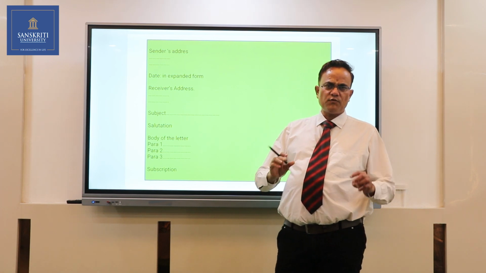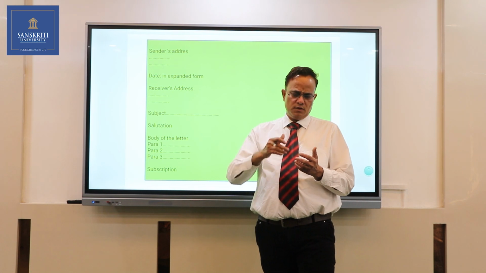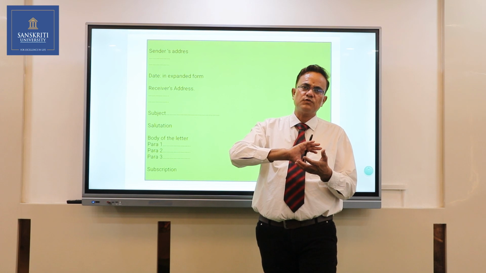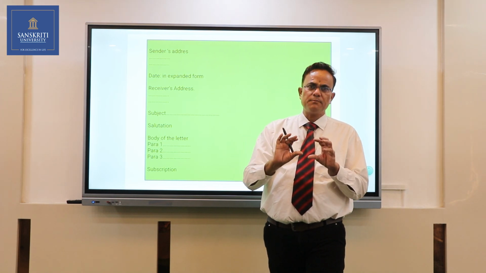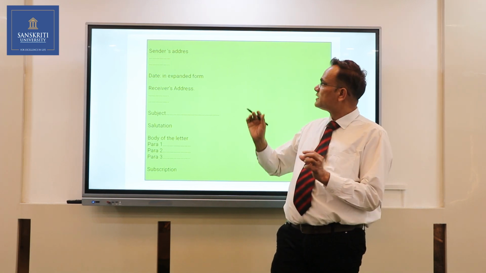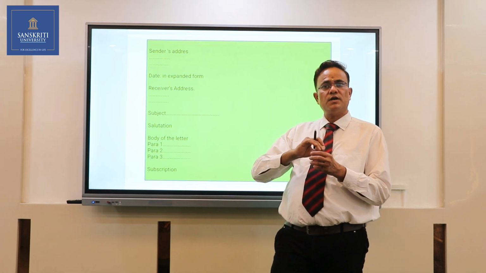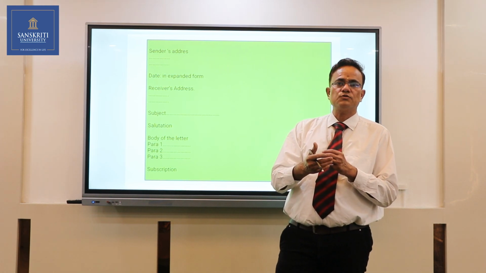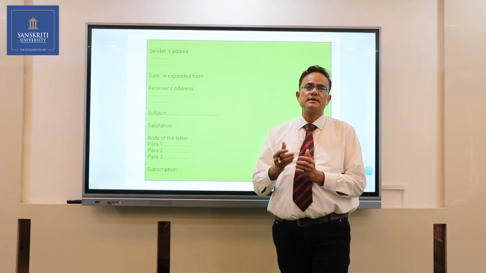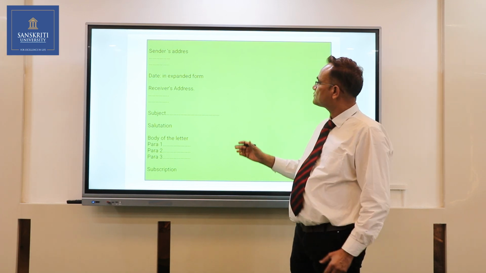The second reason is that whenever you are going to fold this letter, you can see the sender's address comes here and the receiver's address comes here. So it is a folding manner actually. You just fold the letter in such a manner that the sender's address comes on the back side and the receiver's address comes on the front side, so that the receiver can recognize who is sending this letter.